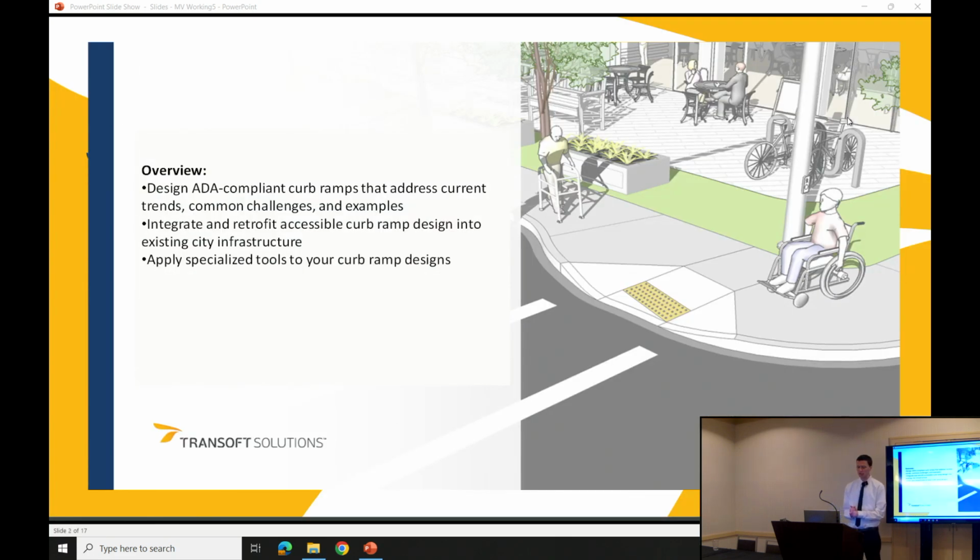Many cities are undertaking street and sidewalk renovation projects to integrate accessible curb ramps for inclusive urban planning. However, retrofitting thousands of curb ramps into existing city infrastructure can be complicated and time-consuming. I'm going to provide an overview of ADA-compliant curb ramps that address current trends, common challenges, and show examples. Often they are retrofits that integrate into city infrastructure, and specialized tools have been developed that expedite the curb ramp design and drafting process while ensuring compliance with ADA standards.